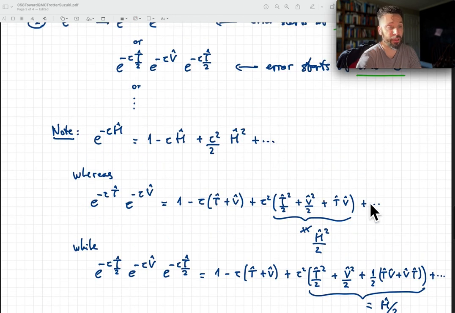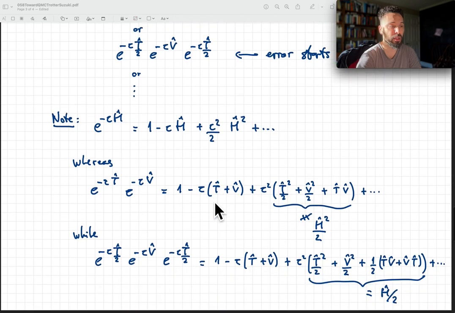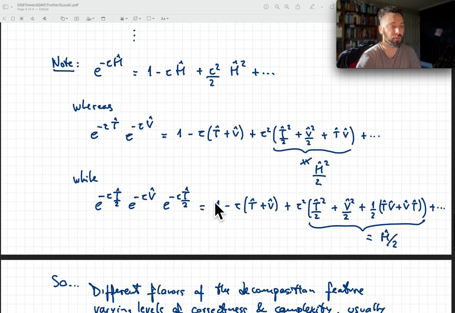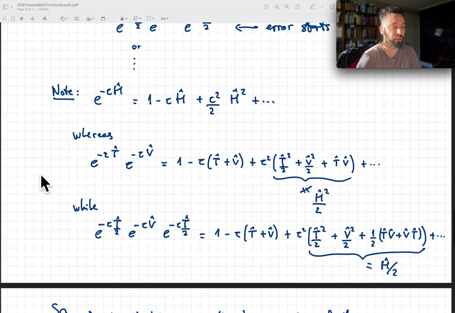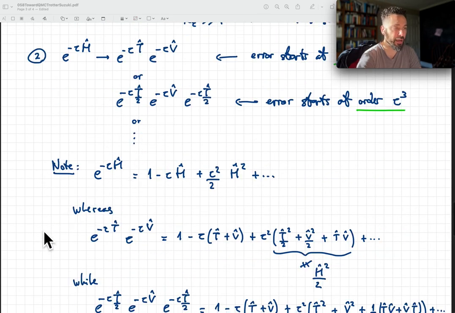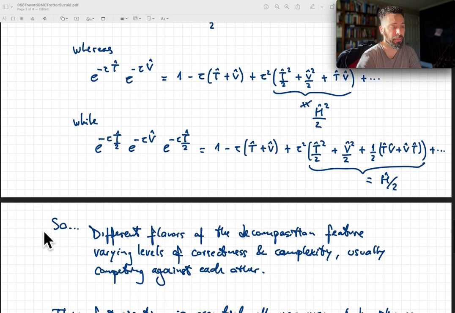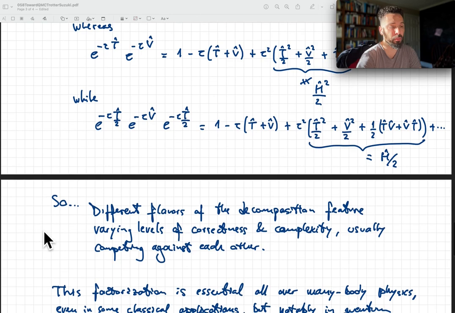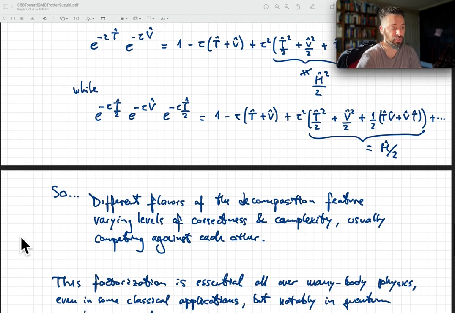But when you go to order tau cubed, I didn't write it here, but you would start making a mistake. If you go to order tau cubed, then you'll see that we will have a problem. And so the story continues. Of course, you can come up with higher order approximations that are better and better, but they will be more complicated. So the conclusion then is that the different flavors of this decomposition will give you different levels of correctness, but it will also give you different levels of complexity, and usually they will compete against one another.